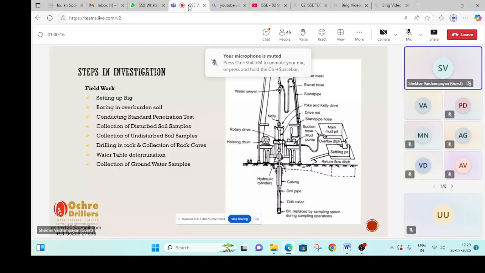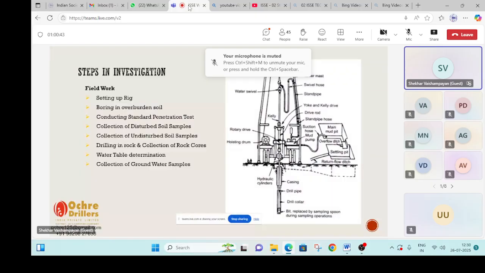conduct some exploratory investigation. Supposing I get a plot X somewhere, is it suitable for my project, or am I going to end up with a very high foundation cost? If I can assess that beforehand, then Mr. Gawai's question becomes very important, because then I know whether I should buy the plot or not. That is the first question.